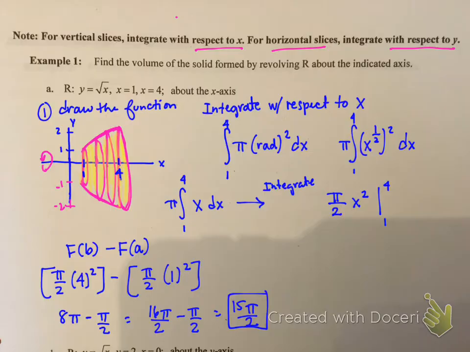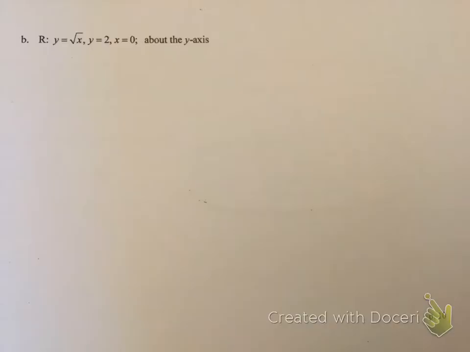Okay, so let's look at the next one. The next one says, find the volume of the solid formed by revolving R about the indicated axis. We have the same function, but this time it says y equals 2 and x equals 0 about the y-axis. So once again, I'm going to draw my function out. When x equals 1, we know y equals 1. And when x equals 4, y equals 2.